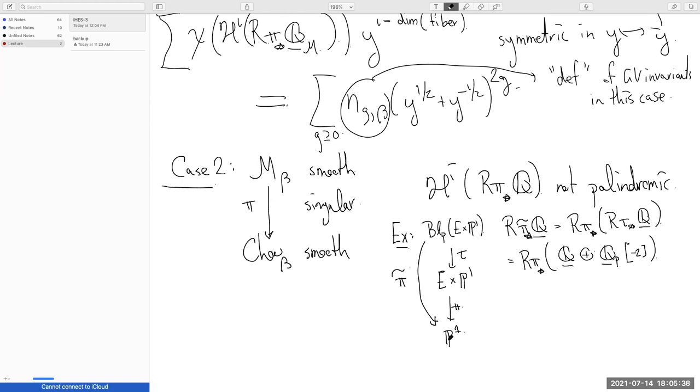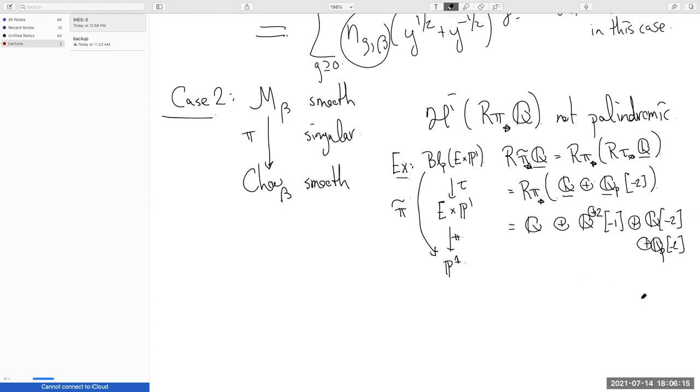And then if I push this forward all the way down to P1, what do I get? I get Q in degree zero. E was an elliptic curve, so I get Q squared in degree one. And then in degree two, I get two things. Which violates the symmetry. Ideally, once I shifted everything, this first term and this last term should be the same, and they're not. And if I took Euler characteristics, then I would not get something that I could expand out.